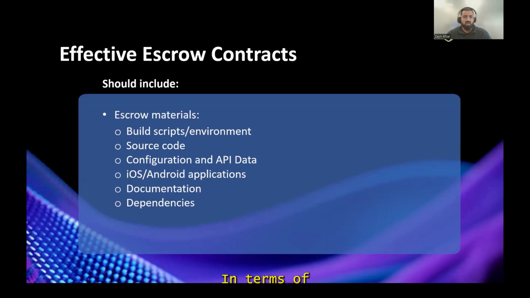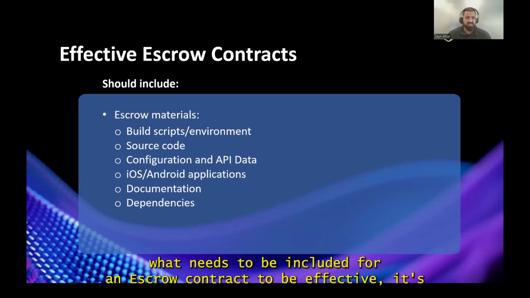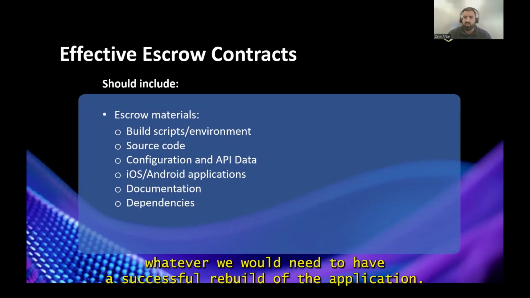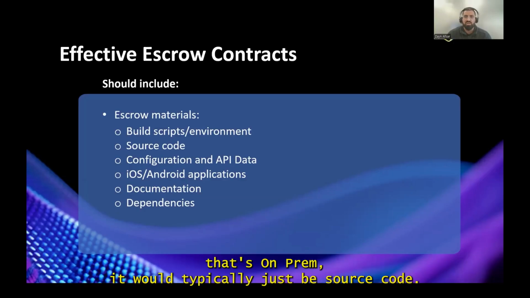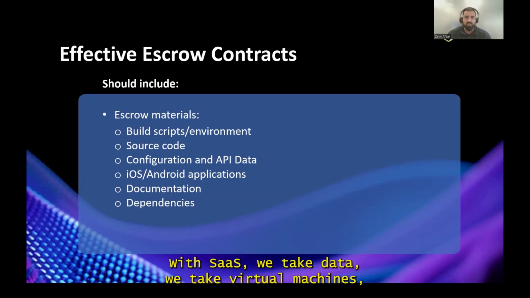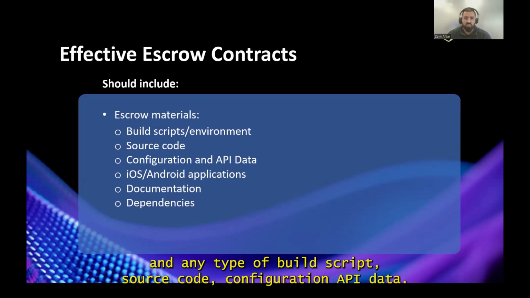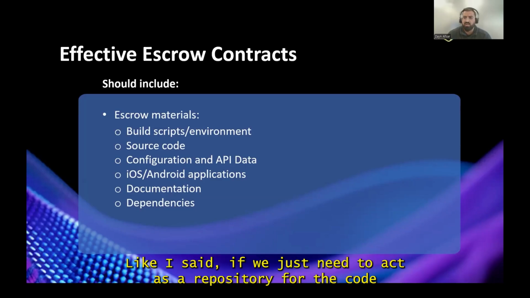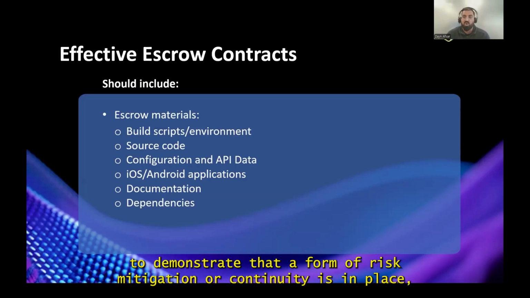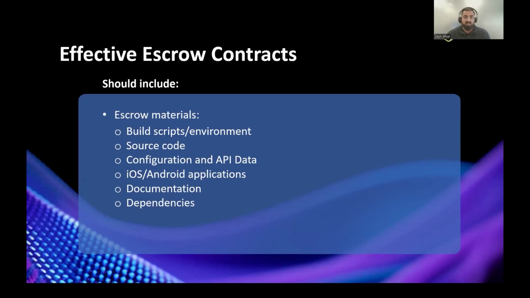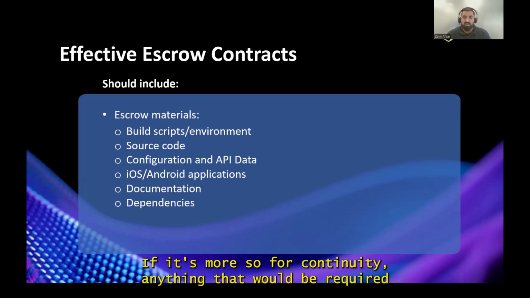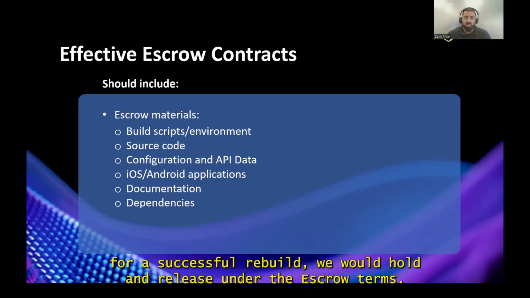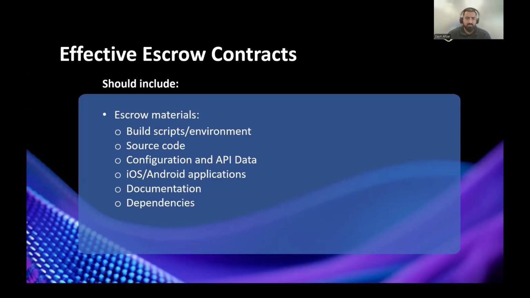In terms of what needs to be included for an escrow contract to be effective, it's whatever we would need to have a successful rebuild of the application. Naturally, with a solution that's on-prem, it would typically just be source code. With SaaS, we take data, virtual machines, and any type of build script, source code, configuration, and API data. Like I said, if we just need to act as a repository for the code to demonstrate that a form of risk mitigation or continuity is in place, that's fine. If it's more for continuity, anything that would be required for a successful rebuild, we would hold and release under the escrow terms.